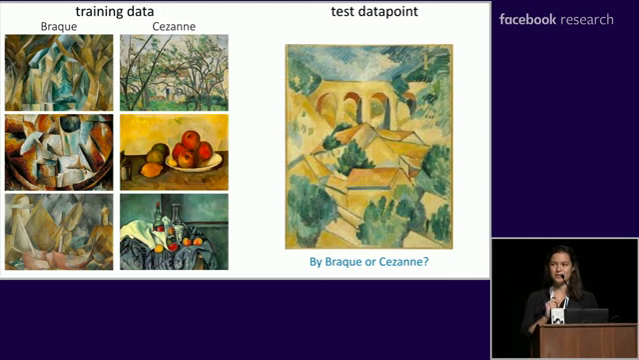OK, so raise your hand if you think that the painting on the right was painted by Cezanne. OK, and raise your hand if you think that the painting was painted by Braque. OK, great. Most of you got the right answer. This is indeed by Braque. And the way that you can recognize this is that there are some more straight lines and more high contrast lines in the painting.